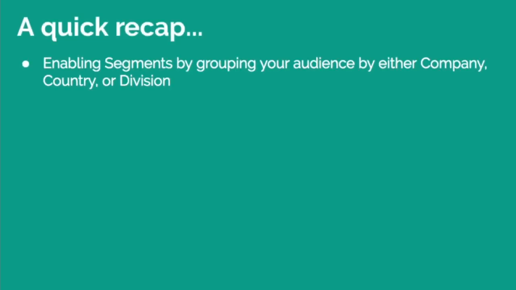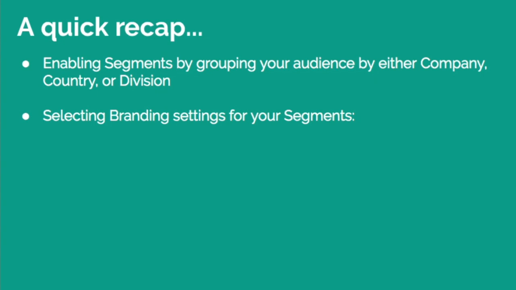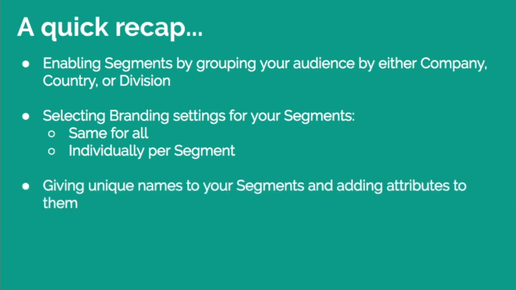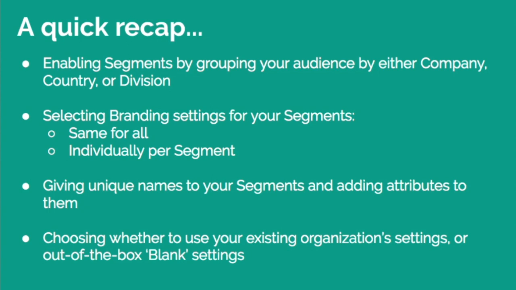Let's have a quick recap. In this video, we've looked at enabling segments by grouping your audience by either company, country, or division. We've looked at selecting branding settings for your segments, either same for all or individually per segment. We've looked at giving unique names to your segments and adding attributes to them. And we've looked at choosing whether to use your existing organisation settings or out-of-the-box blank settings.